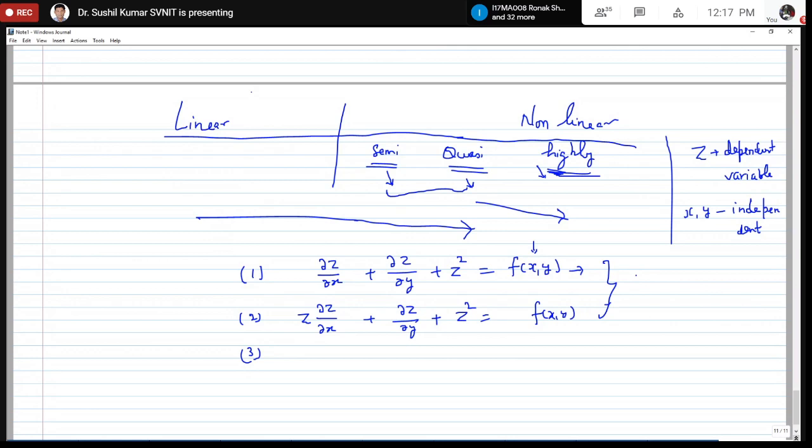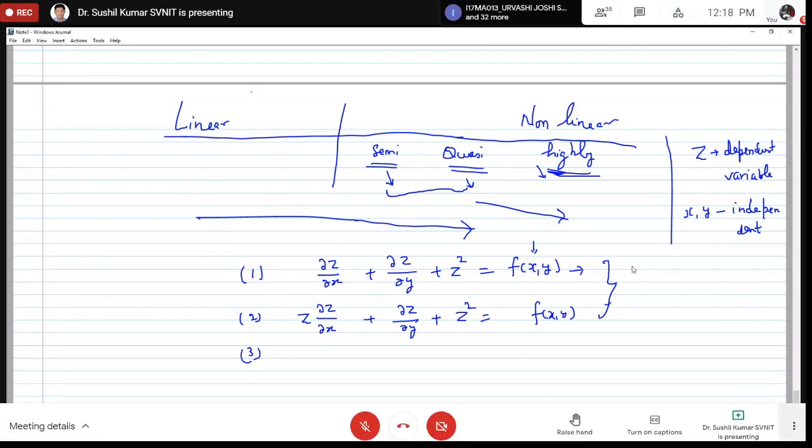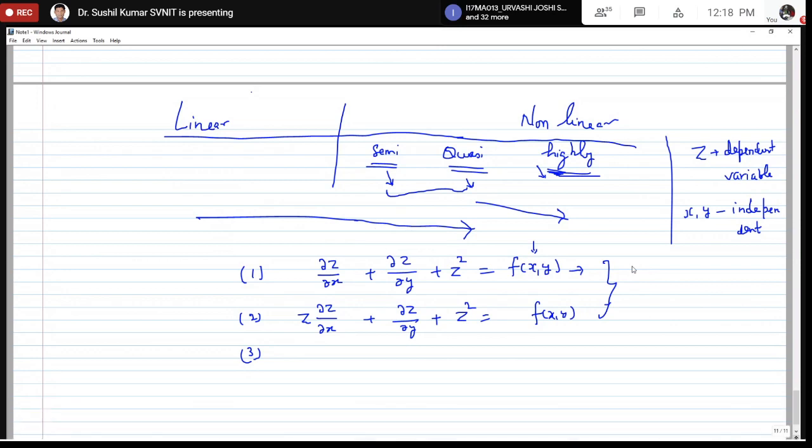Anybody? Both are non-linear. Yes, both are non-linear equations, it's true. One is semi-linear, other is quasi-linear. Okay, so why is it semi-linear? Why is it quasi-linear? There are some similarities in quasi-linear and semi-linear, and there are some differences.